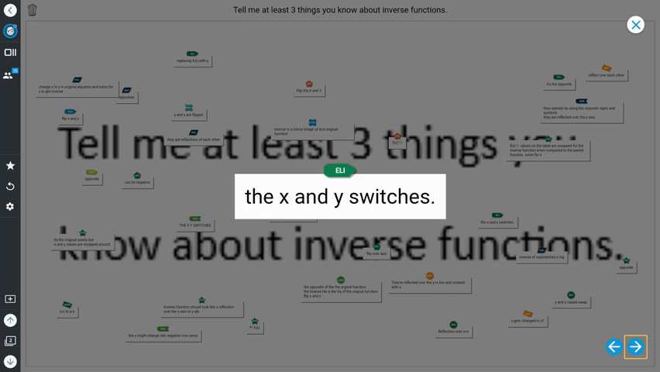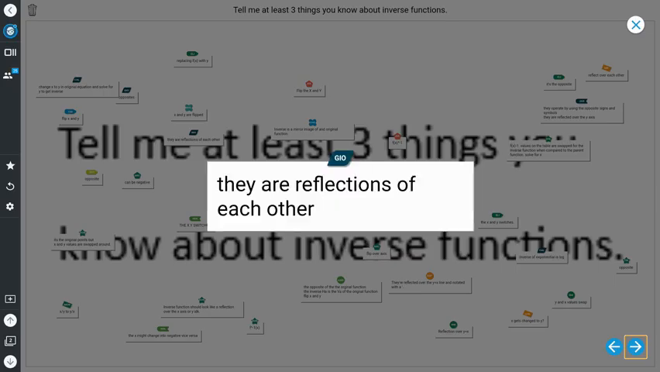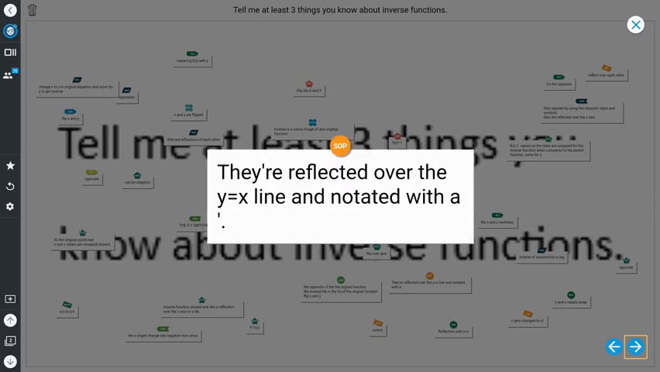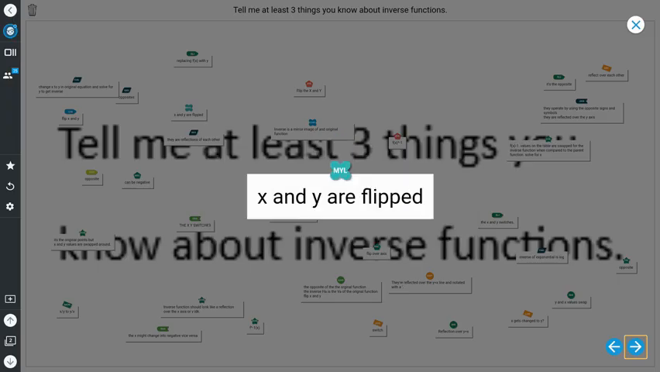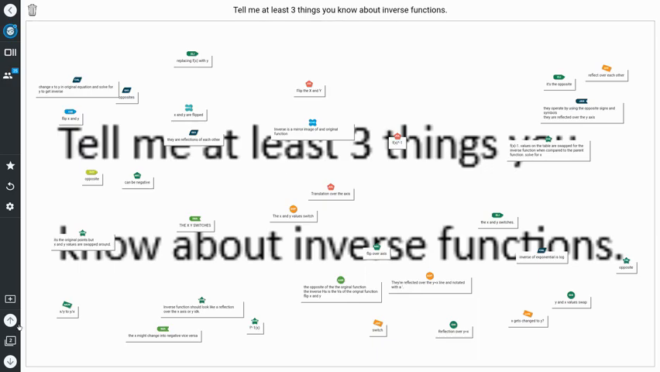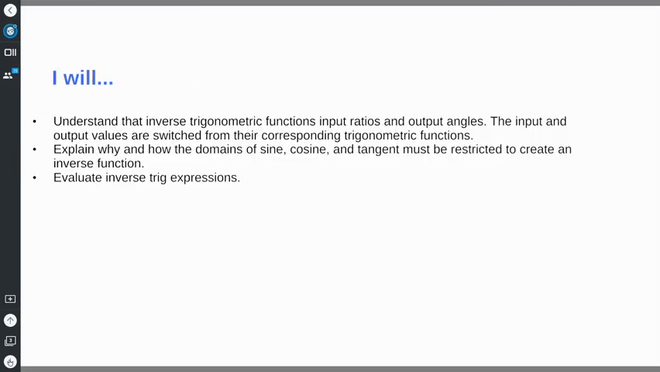Let me see. For the most part, you guys mentioned a lot of good ones. Very good. Reflecting over the line y equals x. Very good. Okay. So let's go ahead and now go to 3.9, which is on page 6, I believe.